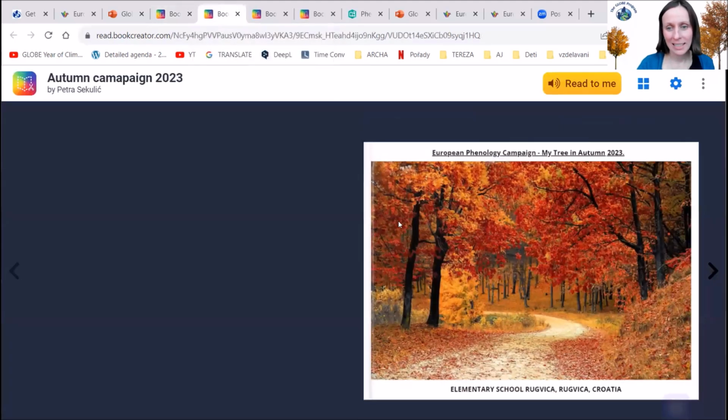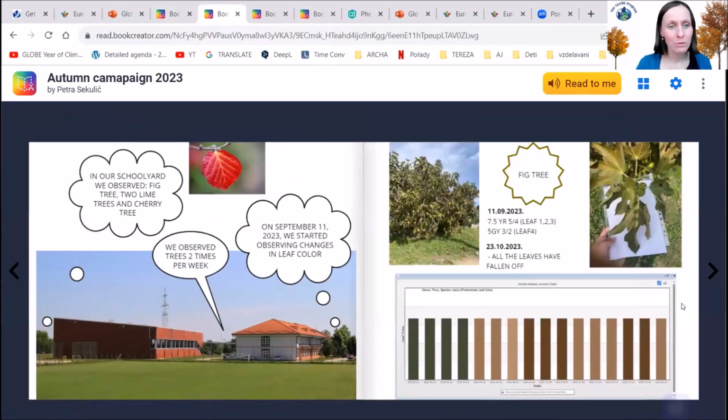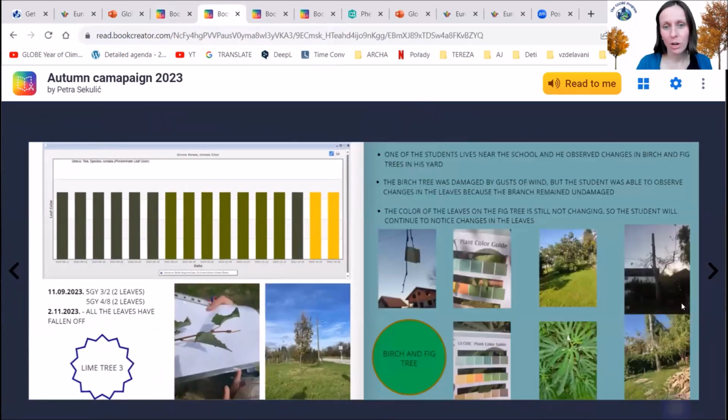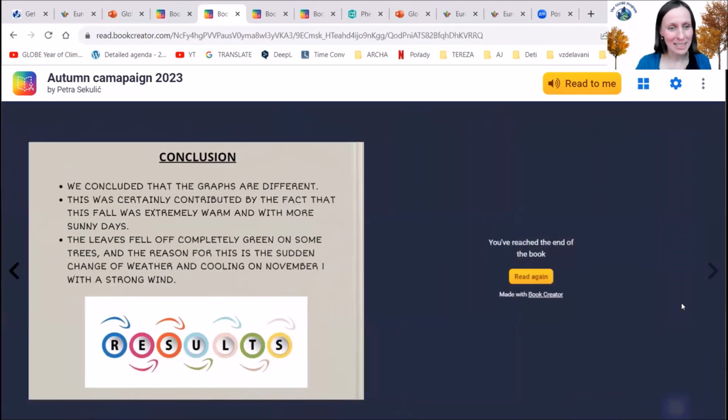Another book, again, a really nice one, was created by elementary school Rugvica from Croatia. And elementary school Rugvica is the opposite. It's a very experienced school that has been involved in the campaign for a long time. So you can see they have a lot of observations, a lot of activities being done. So a big set of data was also entered into the GLOBE database.